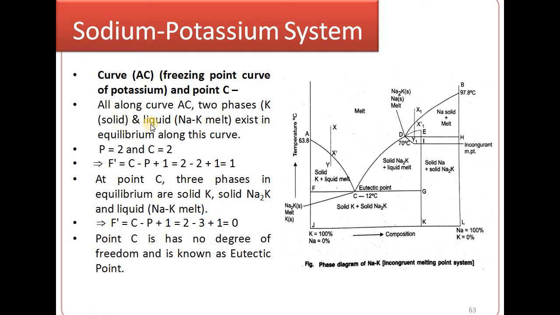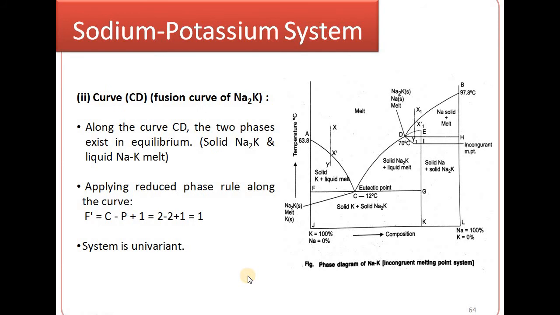Now all along the curve AC we have two phases. So applying the reduced phase rule, the number of degrees of freedom is 1. So the system is univariant along the curve AC. At point C we have three phases in equilibrium, which are solid potassium, solid Na2K and liquid melt. So the degree of freedom is 0. So point C has no degree of freedom and it is known as the eutectic point.